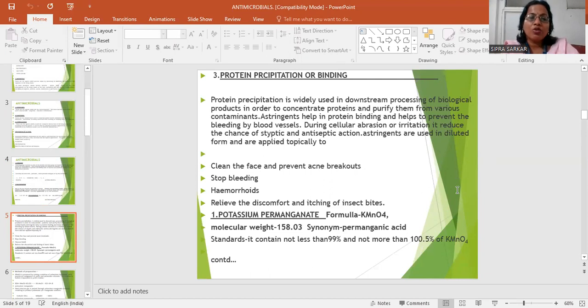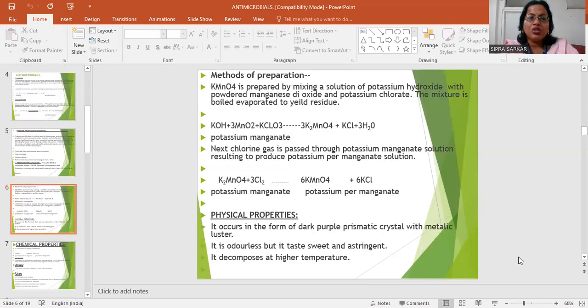Okay. Now coming to the different monographs. So this is potassium permanganate. The formula is KMnO4, molecular weight 158.03, and the synonym is permanganic acid, and the standard is not less than 99%, but not more than 100.5% KMnO4. Now the method of preparation, how it will be prepared. KMnO4 is prepared generally by mixing a solution of potassium hydroxide with manganese dioxide and potassium chloride. The mixture is boiled and evaporated to yield the residue.